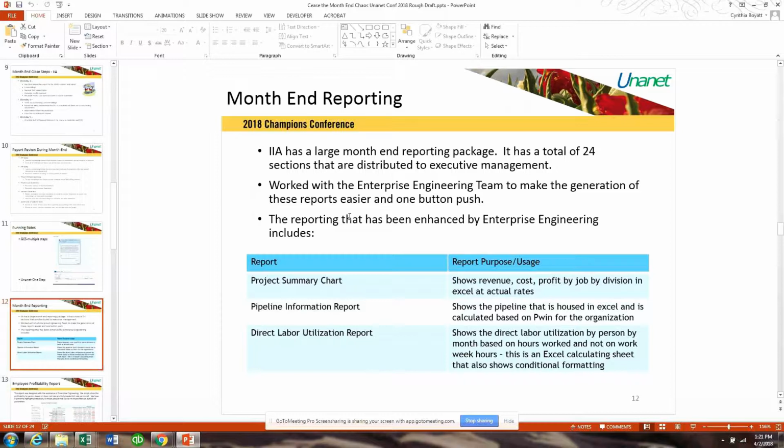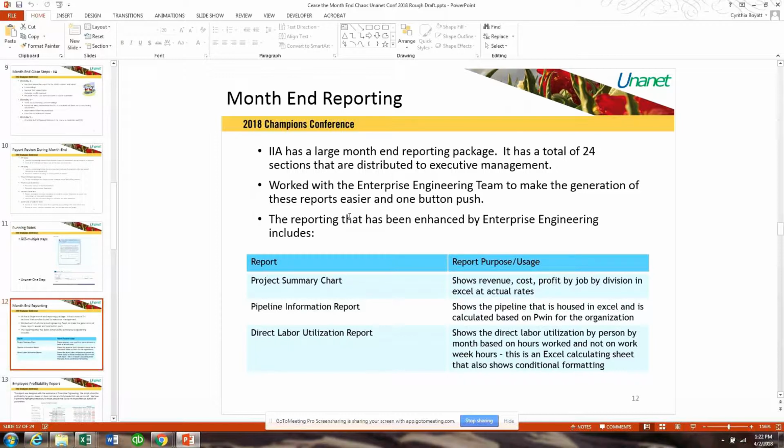Our pipeline information, our whole pipeline is housed in Uninet. So we can actually bring the pipeline out now thanks to Michael Ribnick, and we can actually bring it into Excel. It will go through and do the full calculation based on PWin for the organization and tell me how much revenue I can expect in each year based on PWin by project. We were actually doing that by hand as well. Even though we could get the raw data out of Uninet, we didn't have it set up to where we could actually just do it in a one-button push environment.